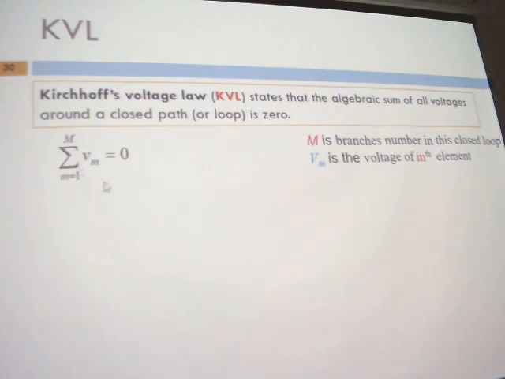So here is the algebraic form of KVL law. This is one form, and we also have other extended form. And we have the sum here for Vm, m for 1 to n equal to 0. Here m is the branches number in the closed loop. Vm is the voltage of the mth element. Understand?